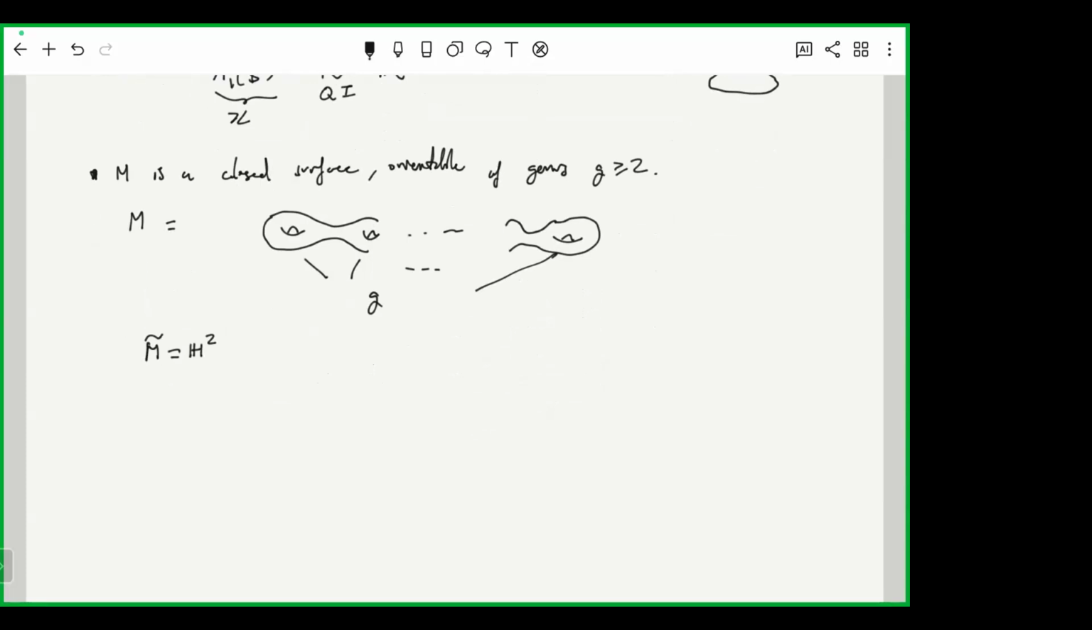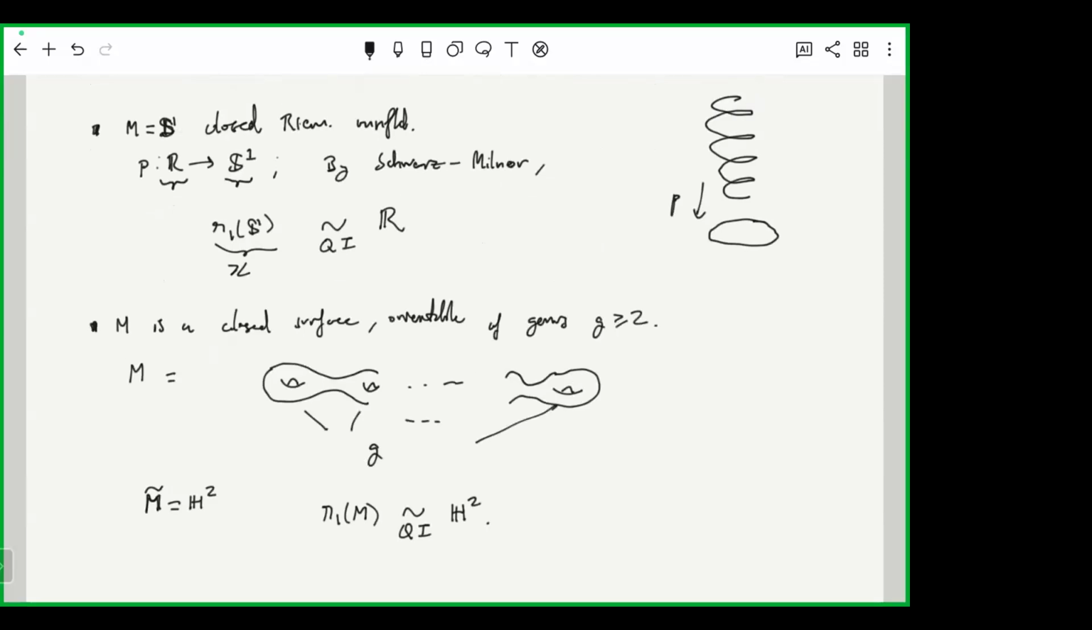This is now regarded as a metric space. If I only consider the topology here, this would be the same as a plane, but this is not the case. I'm considering the hyperbolic metric here, which is not the same as the flat metric of the plane. And then, by the Schwarz-Milnor lemma, the fundamental group of M is going to be quasi-isometric to the hyperbolic plane. This is something we didn't know before.